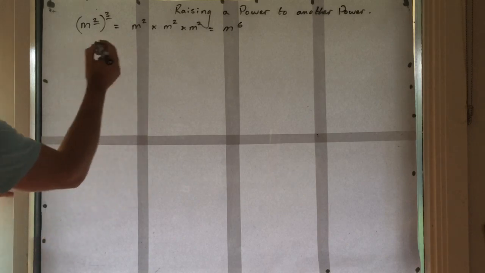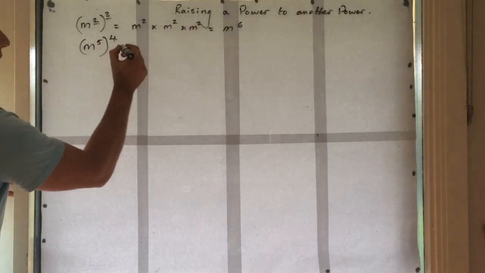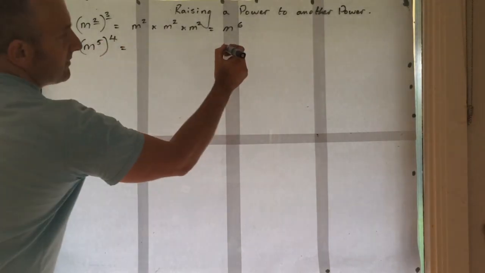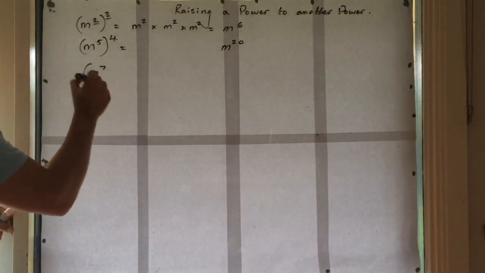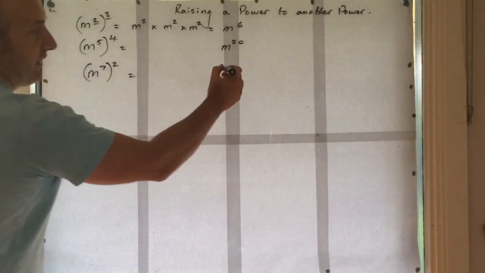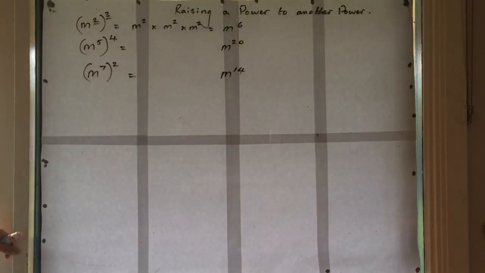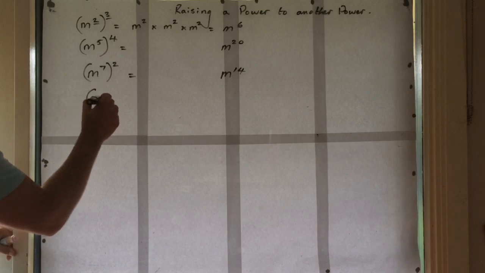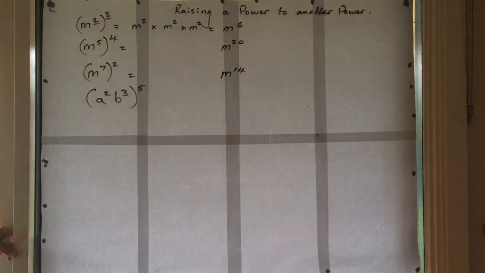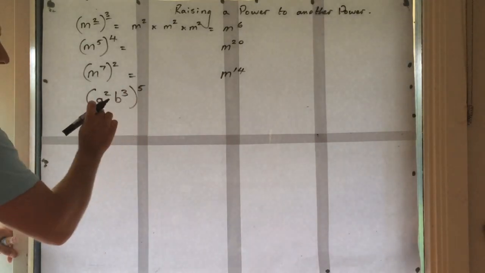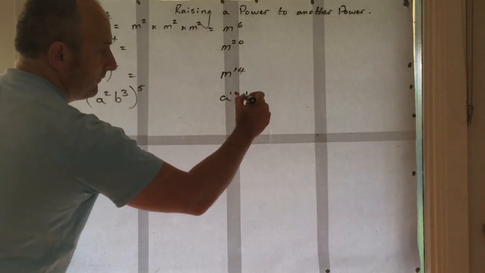So let's just do a couple more. If we did m to the 5 to the 4, well, that's going to be m to the 20. M to the 7 to the 2 is going to be m to the 14. Okay, so we can continue. What is a to the 2, b to the 3 to the 5? Well, 2 times 5 is 10, so it's a to the 10, b to the 15.